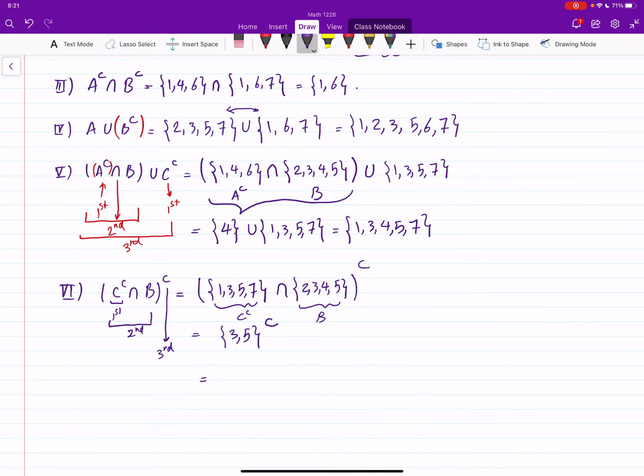But then the last thing goes up there. So I want to find the complement of the set 3 and 5. So I know the universal set is 1 to 7, so it will be 1, 2, 4, and 6, and 7.